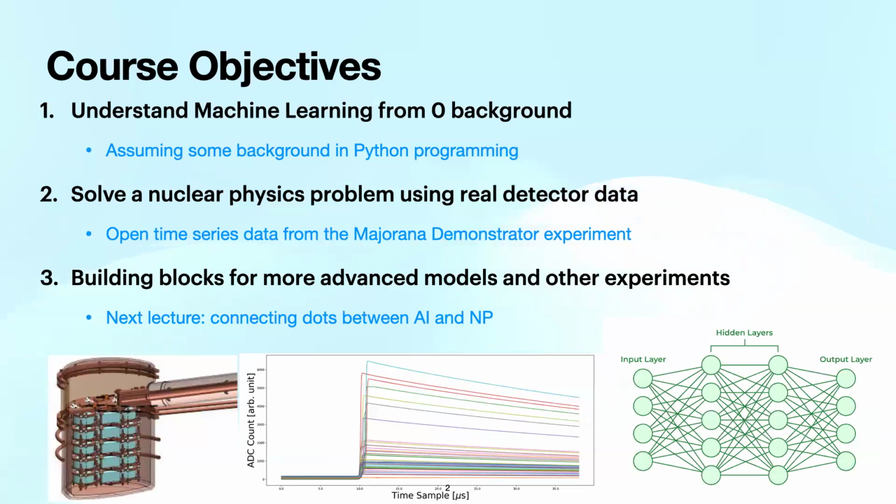So I first wrote a very simple course objective. The first lecture has 3 objectives. The first is to allow you to understand machine learning from a zero background. I do assume you have some background in Python programming because we will be talking about actual code in this lecture. The second is to solve a nuclear physics problem using real detector data, not some simulated handwritten digits or anything like that.